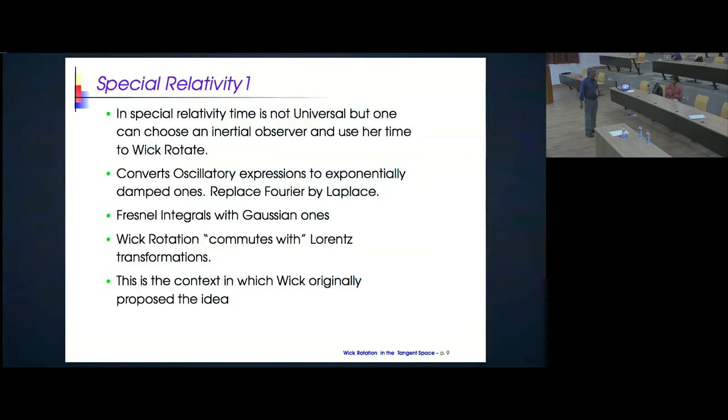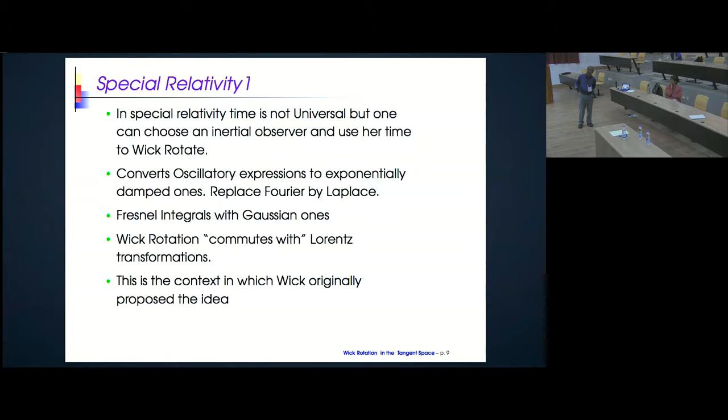Now, when we get to relativity, the situation gets slightly more complex, but not out of hand. What happens here is that time is not universal, and there are several notions of time, one for each inertial observer. If you stick to the family of inertial observers, each one has a time. And one can choose the time of any inertial observer and use that person's time to Wick rotate. So it's a matter of choice which one you want to use. It turns out that the choice doesn't matter. That's why I said it's innocuous.